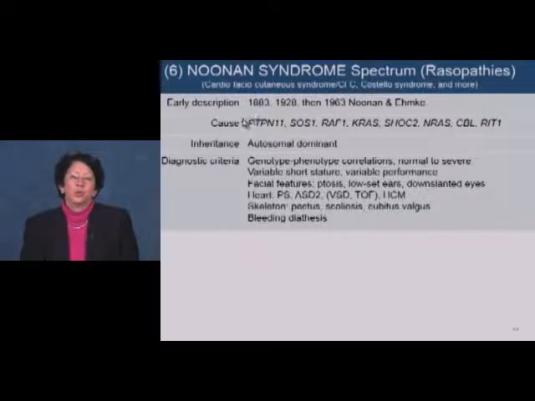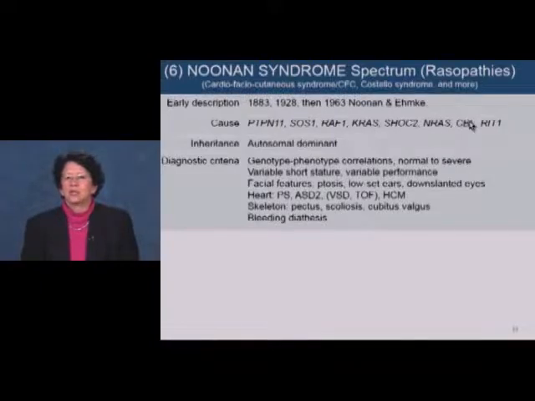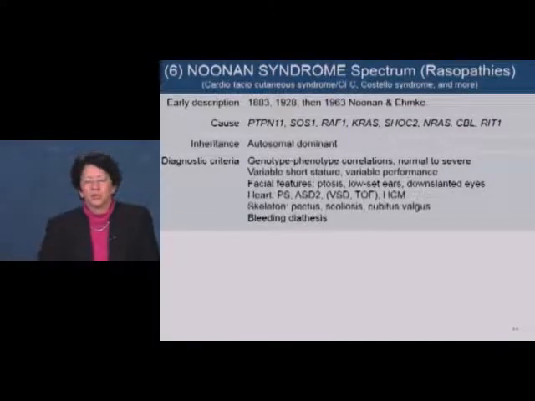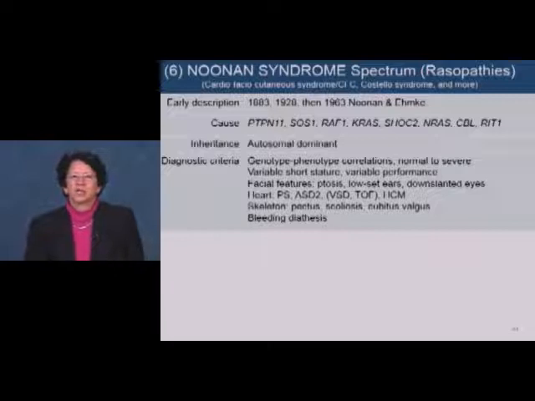We thought there was one gene, then there was another, and another, and another. These are pronounced PTPN11, SOS1, RAF1, KRAS, SHOC2, NRAS, SOS2, and RIT1. Each of them is slightly different. There are not strong genotype-phenotype correlations, but there are some, and it's beyond the scope of this talk to review them. The common theme is that this is a single gene, so we think of autosomal dominant transmission, and a person has a 50% chance of passing it along, and we would look at a person's parents to see if they might be affected in a mild way.